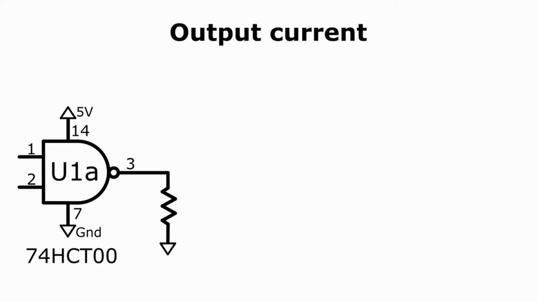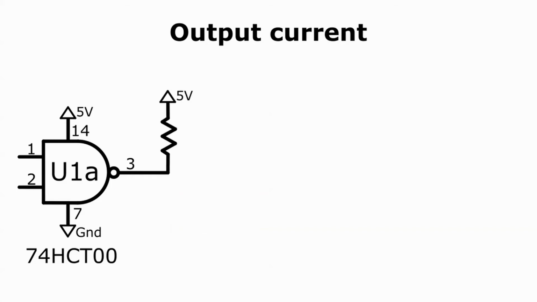Suppose the output pin drives a resistor. This is something like the LED and its current limiting resistor we used on the breadboard. When the output voltage is low, there's no current since both ends of the resistor are at ground potential. But when the output voltage is high, current flows out of the pin through the resistor and into ground. In this condition, the NAND gate is the source of the current. It is said to be sourcing current. The 74HCT00 chip can source 25 milliamps of current.